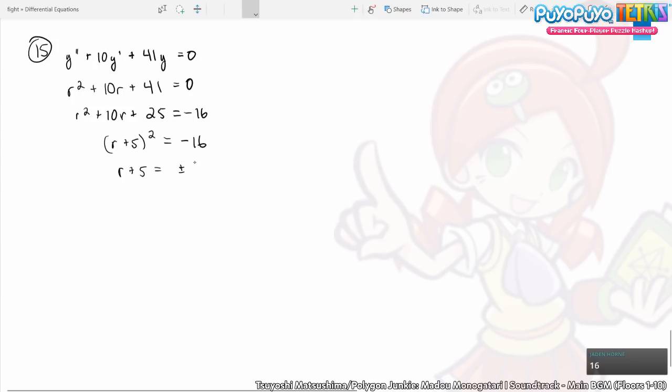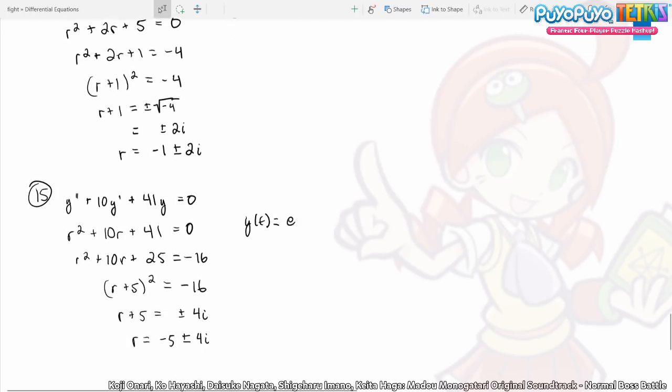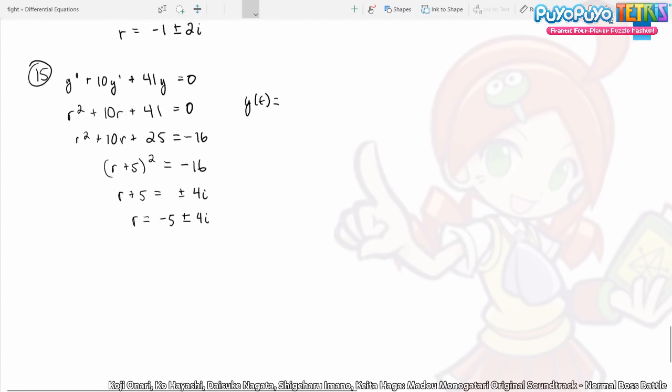That's plus or minus what, negative 16, the square root of negative 16. That's, pull out a 4, so 4i. So then, C.